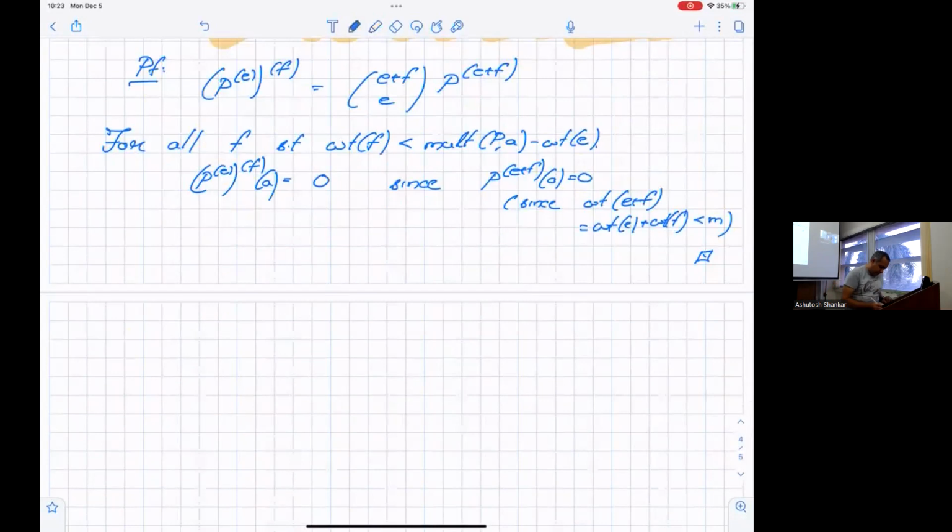Part two. And part two is more about what happens when you compose functions. That is, let's look at the univariate case. You have P, some function, and P is a function Q. Let me write it down.